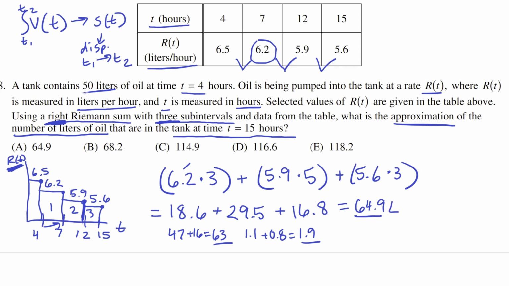But we know that the tank initially started at 50 liters at time t equals 4. So to find the total number of liters of oil in the tank after adding oil from t equals 4 to t equals 15, we would have to add those two together. So 64.9 plus 50 is equal to 114.9. And that's equal to answer choice C.